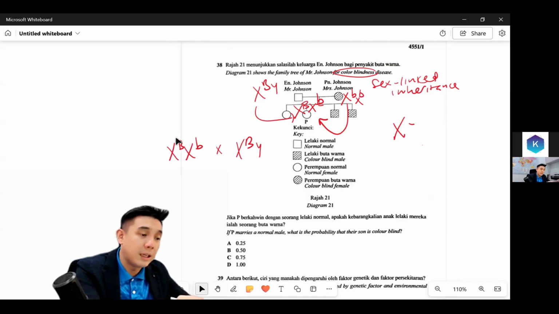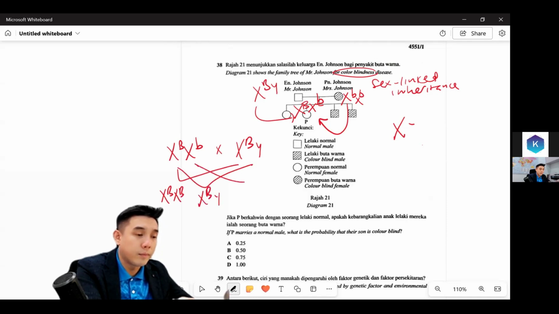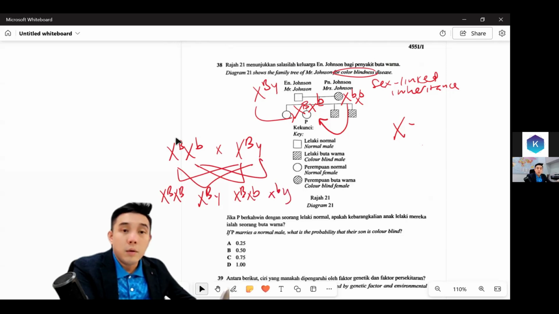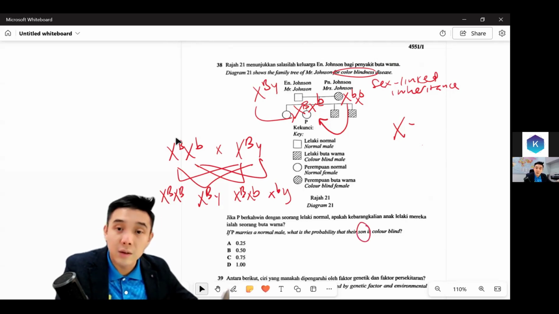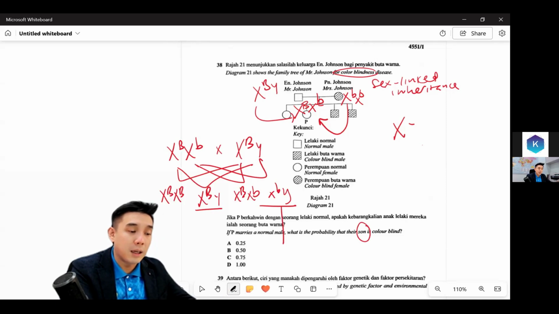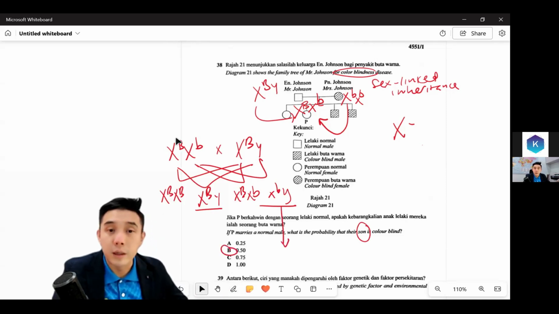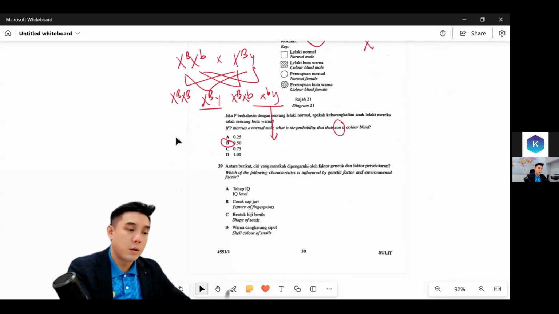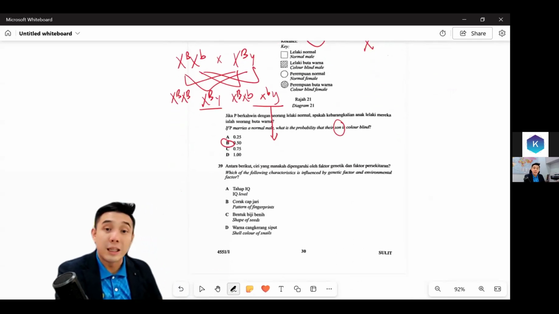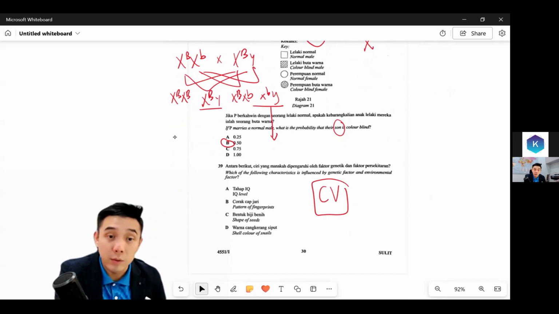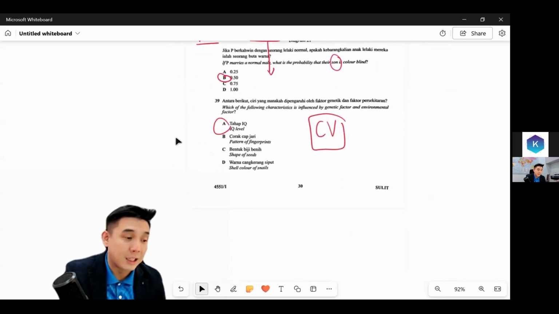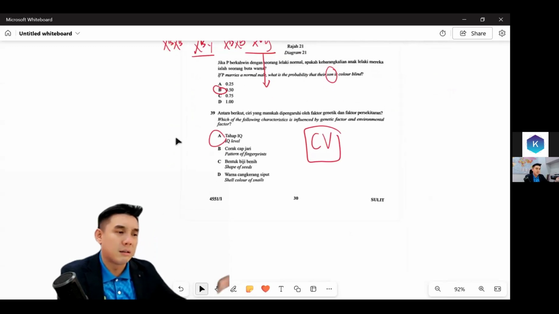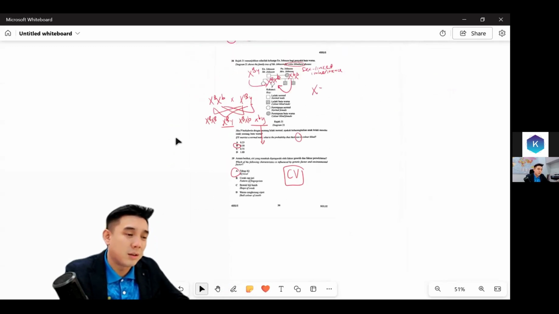What's the probability the son is colorblind? Okay, I'll just cross it straight in order to save time. For 38, be extremely careful because son means only these two. How many are colorblind? This one. So 38, the answer is B. 39, which of the following is influenced by genetic and environment? It has something to do with continuous variation, and from here it is the IQ level, the intelligence level, because the rest are, as you know, discontinuous.